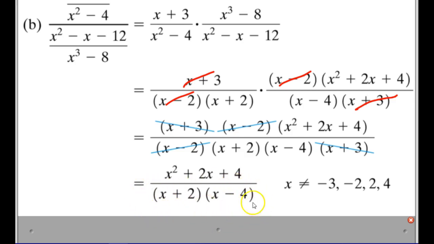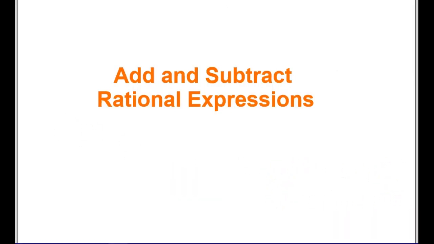We leave this in factored form. We don't have to actually multiply these pieces out. And again, any piece that will make my denominator 0 still has to be included because these are not possible values. So now we're going to add and subtract some rational expressions.